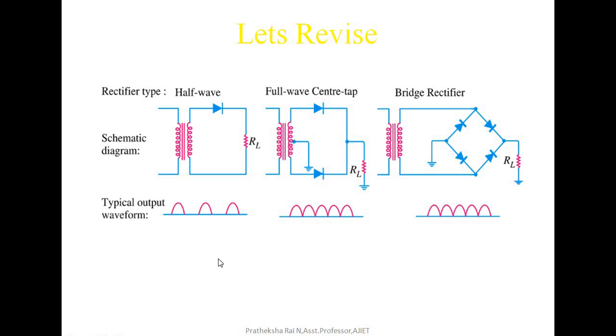In half wave rectifier, we have one diode and a load resistor where the output is taken from. Then we have a step down transformer. In full wave center tap, we have two diodes. We are making use of a center tap transformer and the output is taken across the load RL. And in bridge rectifier, we are making use of four diodes and a center tap transformer and the output is taken across load resistor RL.